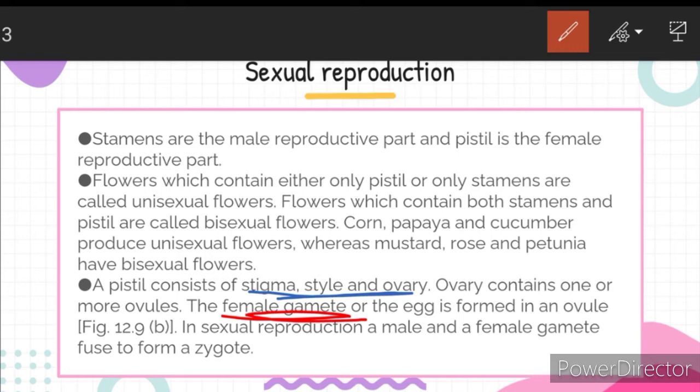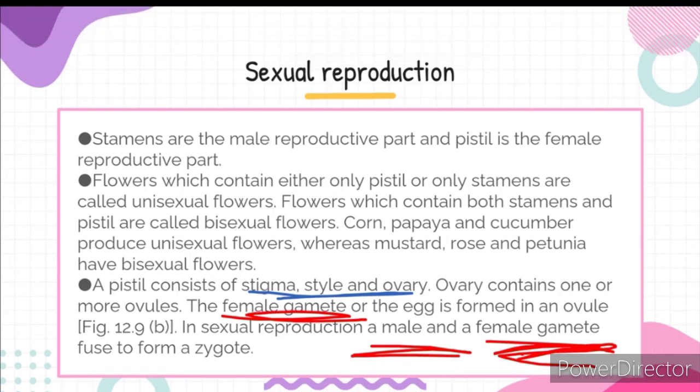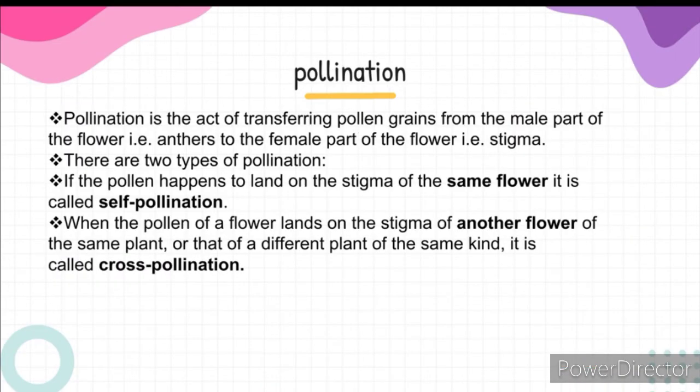In the ovule. In sexual reproduction, a male and a female gamete fuse to form a zygote. What is going to happen? A male gamete, that is sperm, and a female gamete, that is egg, are going to fuse together and then they will form a zygote. That is the fertilized egg. The fertilization process will take place here.